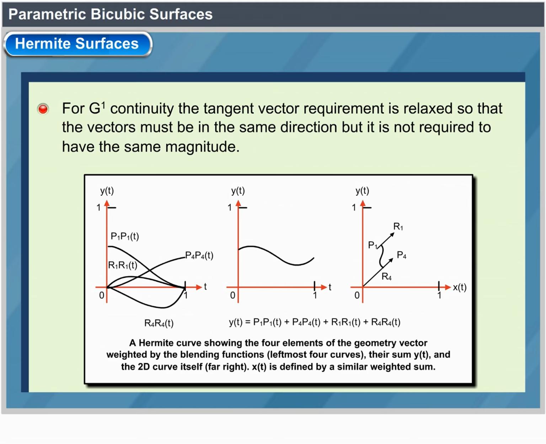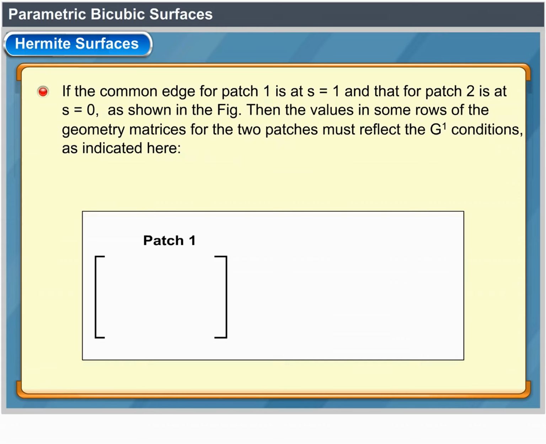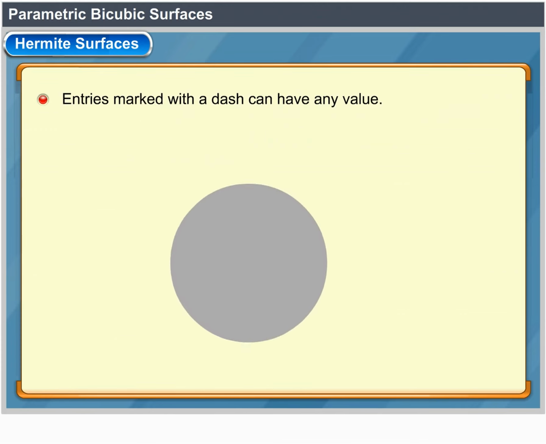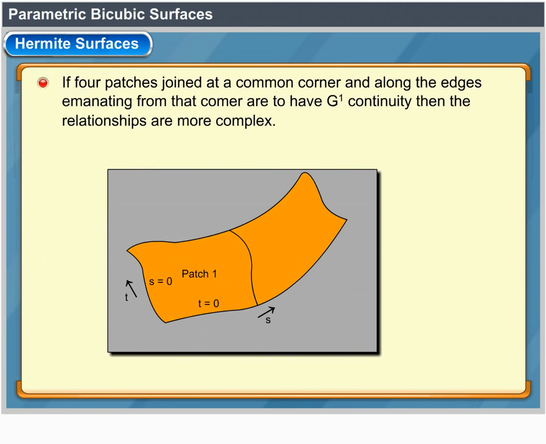If the common edge for patch 1 is at s equals 1 and that for patch 2 is at s equals 0 as shown in the figure, then the values in some rows of the geometry matrices for the two patches must reflect the G1 conditions as indicated here. Entries marked with a dash can have any value. If four patches joined at a common corner and along the edges emanating from that corner are to have G1 continuity, then the relationships are more complex.